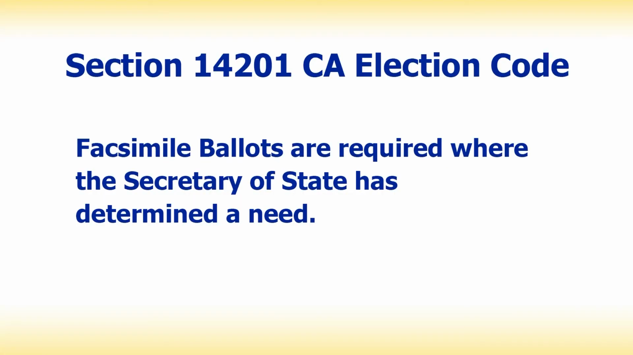For more information on Section 203 of the Federal Voting Rights Act, you can visit the Federal Department of Justice website. Section 14201 of the California Elections Code requires the county elections official to provide facsimile or exact duplicate copies of the official ballot to voters in precincts where the Secretary of State has determined a need.